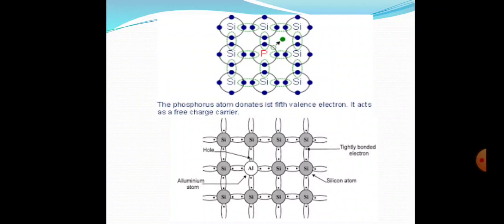As we saw in the previous slide, phosphorus has 5 valence electrons. Among the 5 electrons, 4 electrons are involved in forming covalent bonds with the adjacent silicon atoms. It is clear in this picture. Each phosphorus atom donates 1 excess electron for conductivity. That is also marked in green color.